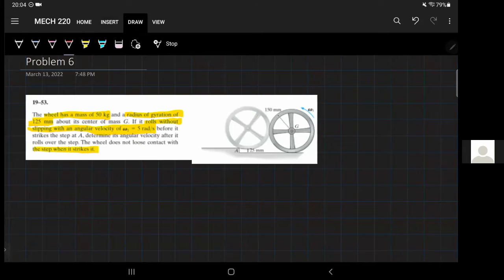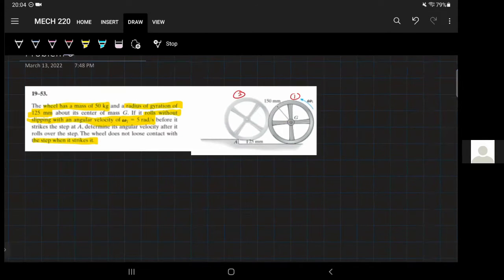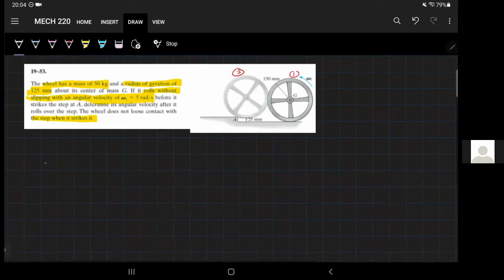All right, so one thing to notice here is that you're going in this direction. This is your state one, this is your state two, going over the step. So you have a change in height, and because of that change in height, energy is going to have to be involved at some point. So let's start by doing the free body diagrams.